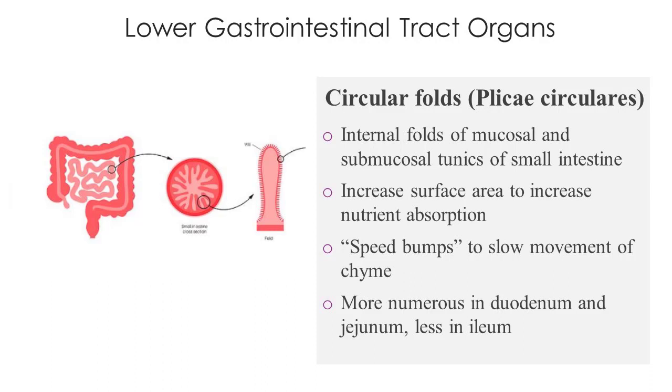Now, these plicae circulares, you're going to have way more of them in the duodenum and less of them in the ileum because, if you're absorbing in all three areas, I think you can imagine by the time you get to the ileum, you pretty much absorbed most of the stuff. The ileum is just kind of mopping up. So the first increase in surface area are the plicae circulares.